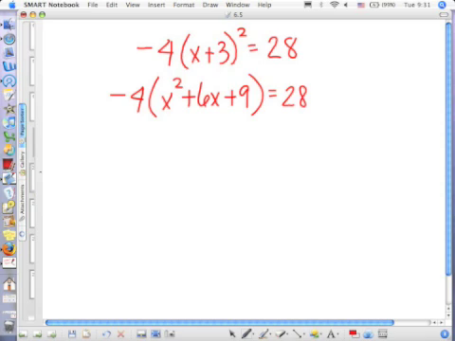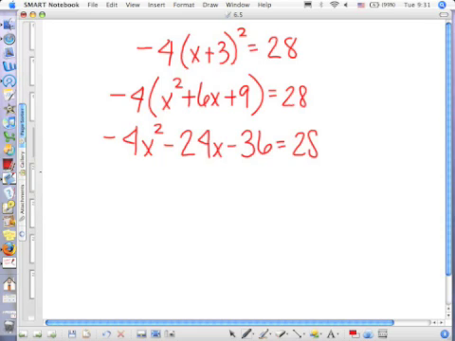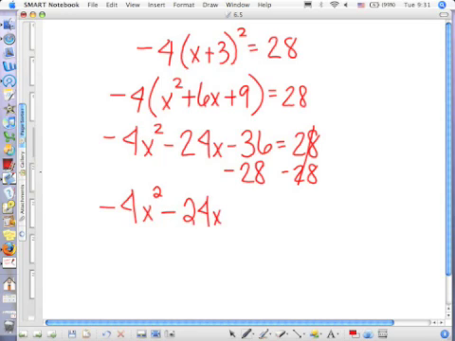Okay, now what should we do? Distribute the negative 4. And then? Subtract 28 from both sides to make it equal 0. We're trying to get the whole thing equal to 0. This is A. Negative 4 is A. Negative 24 is B. And negative 64 is C.